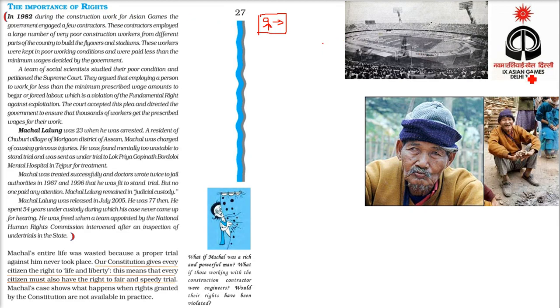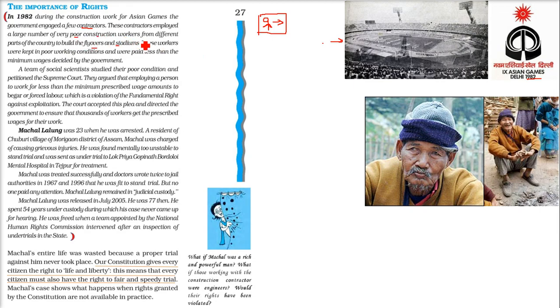In 1982, India hosted the Asian Games. Now the government of India engaged certain contractors, because there was construction of flyovers and the stadiums as you see here, and these contractors hired a large number of very poor construction workers.